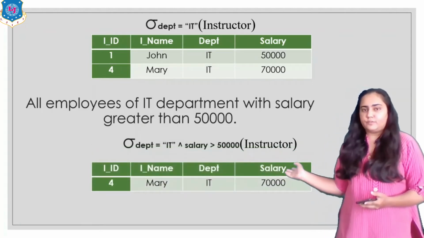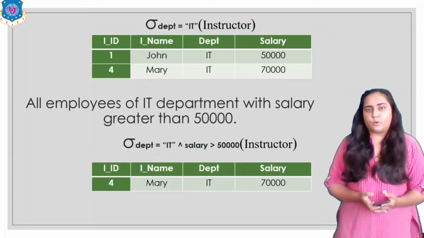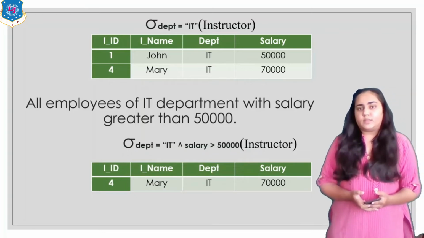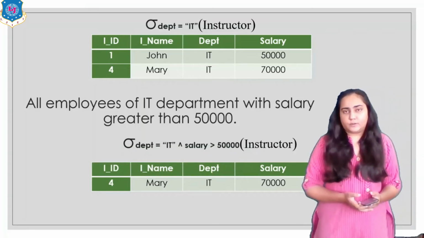And of course, the result is only one row because John has a salary that is 50,000 but not greater than 50,000.